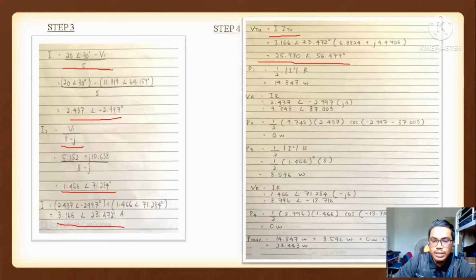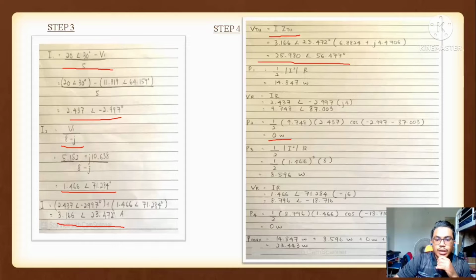Okay, as we can see here, 1.5 is multiplied by this first, and then multiplied by our I here, and then multiplied by cos, and then our cos will multiply by -2 here, and then minus with here. Okay, and then we can get our power 2 is 0 watt.